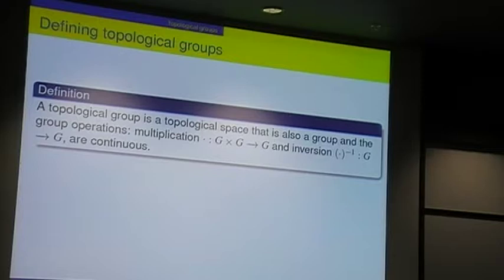So the point is, you need some kind of coherence between these two structures. And we demand that the group operations, namely multiplication and inversion, are continuous in the topology. Okay, so that tells you it's not just an algebraic structure and a topological structure that have nothing to do with each other. They are required to interact.